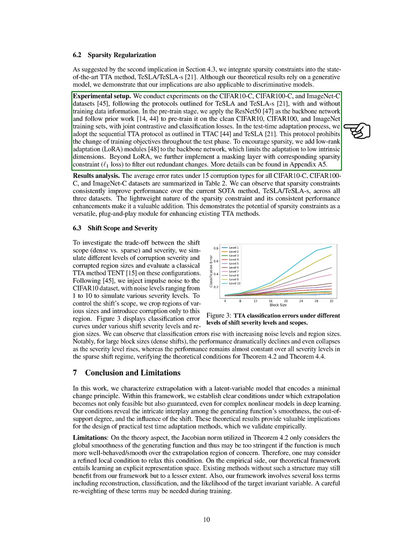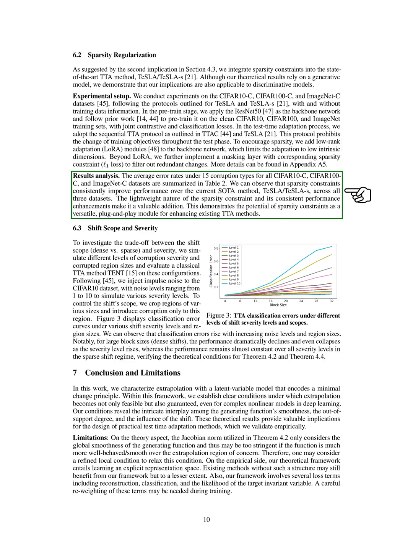During pre-training, we used ResNet 50 as the backbone and trained it on clean datasets with joint contrastive and classification losses. In the test time adaptation phase, we followed a sequential TTA protocol that maintains the same training objectives throughout testing. To promote sparsity, we added low-rank adaptation modules to the backbone, limiting adaptation to low intrinsic dimensions. Additionally, we implemented a masking layer with a sparsity constraint to filter out unnecessary changes, with more details in the appendix. In our results analysis, we summarized the average error rates across 15 corruption types for all datasets.